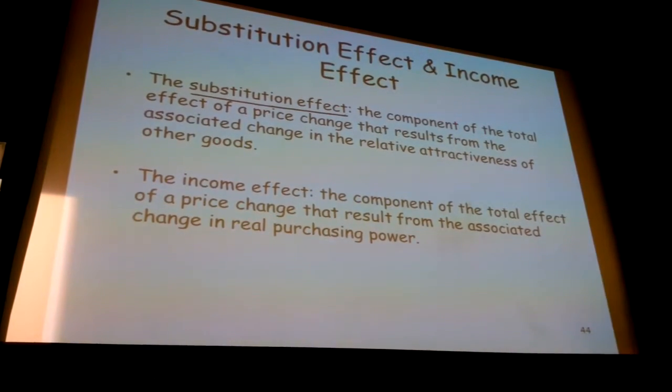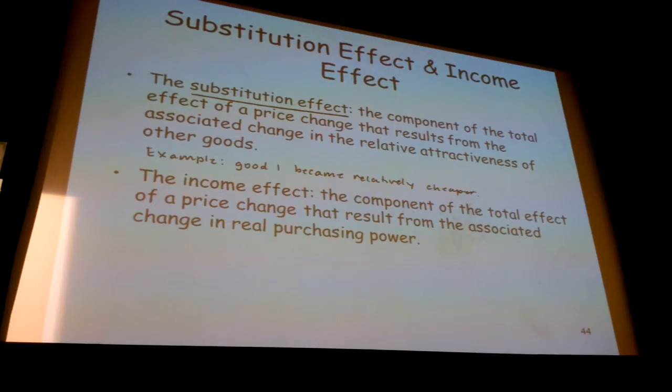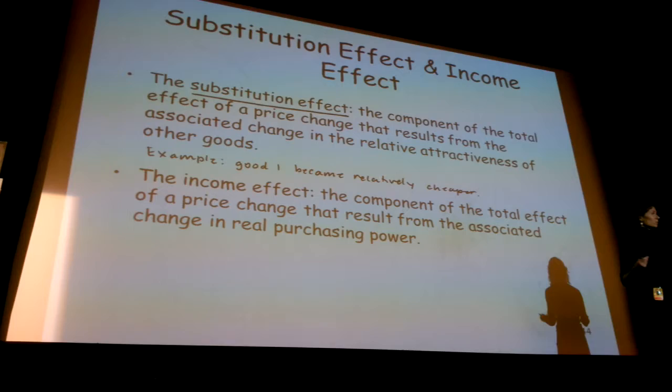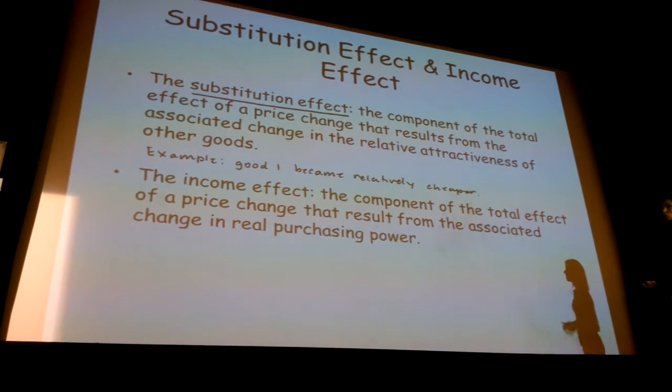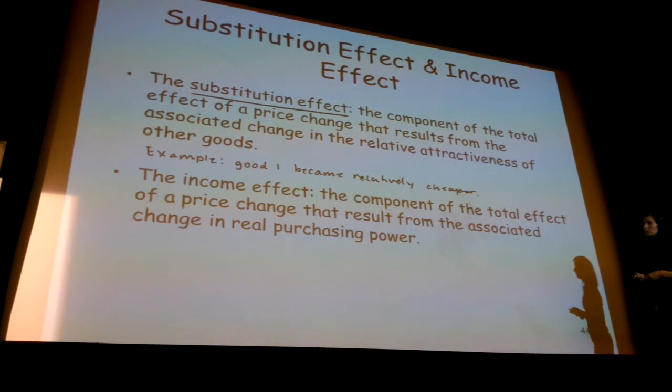In the example from the previous slide, good one became relatively cheaper. And typically when goods become relatively cheaper, we're going to want to purchase more of them. So there's this change in relative prices that's going to lead us to consume more of good one. But associated with this price decrease, there was also a change in our purchasing power.